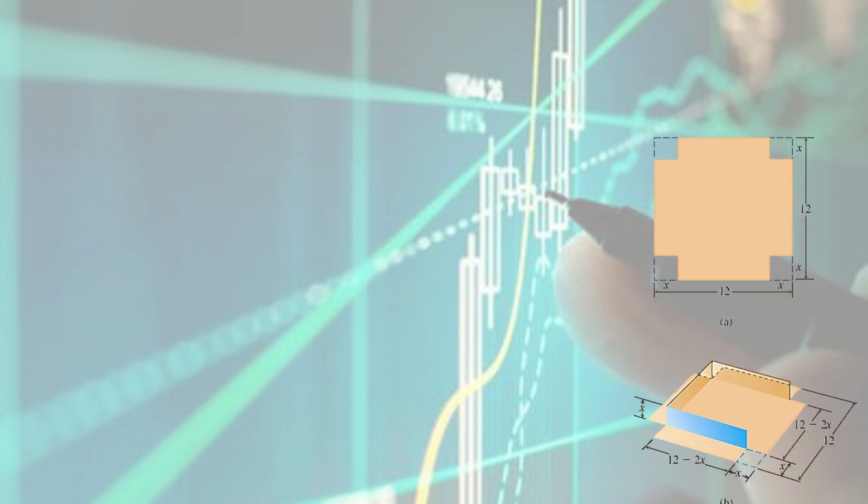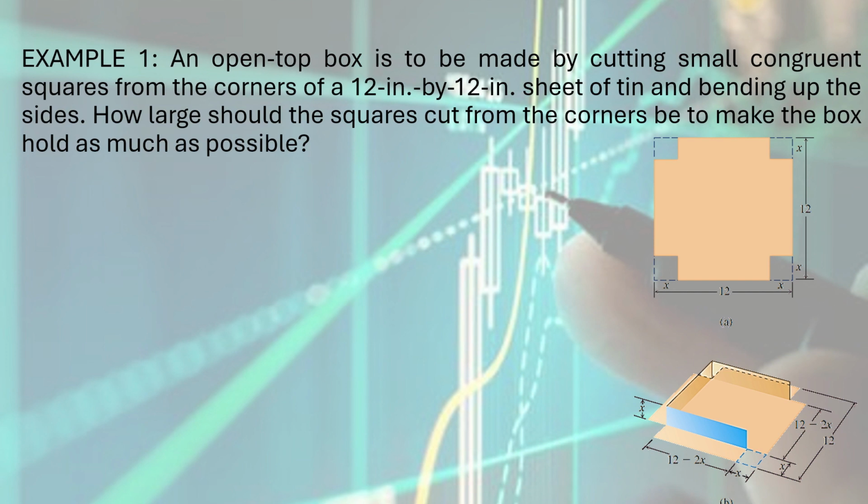So let's talk about this example. Let's suppose we have a physical problem or engineering problem: an open box which needs to be made by cutting small congruent parts. If we have a square sheet, and we need to cut congruent squares here, and each square will be of length x. And then what do we do? We simply bend up the sides. From here you will be bending this one upward, this one upward, this one upward and this one upward to get something like that. We'll be having a box, something like that.